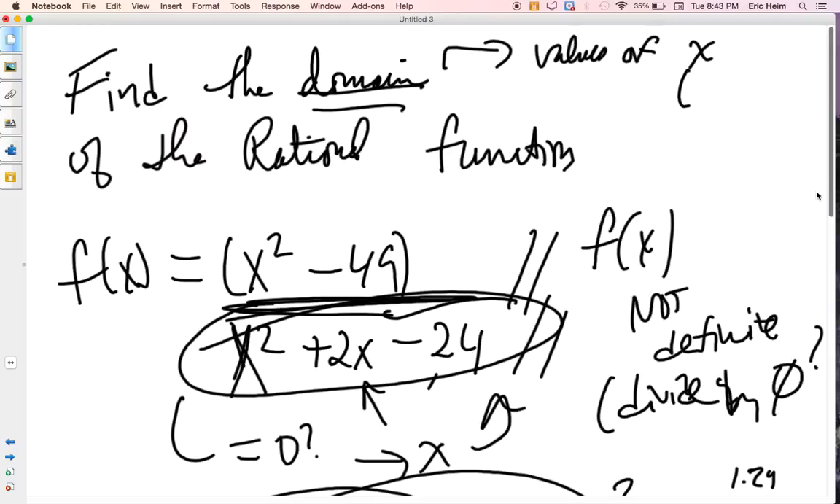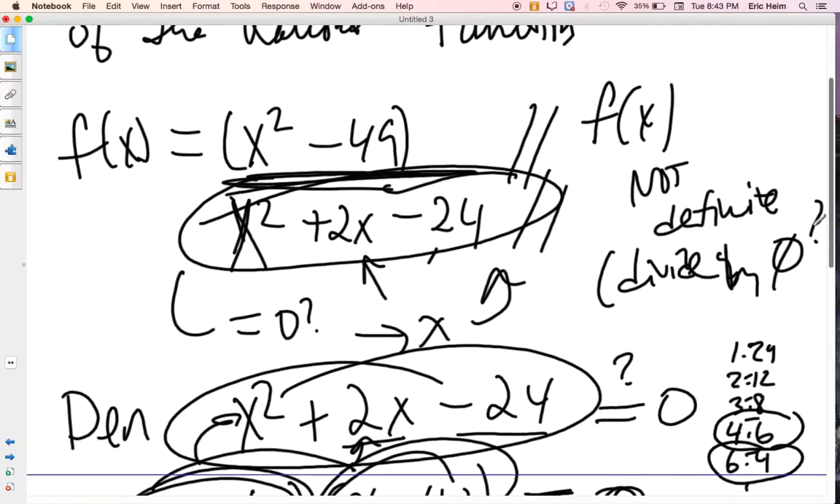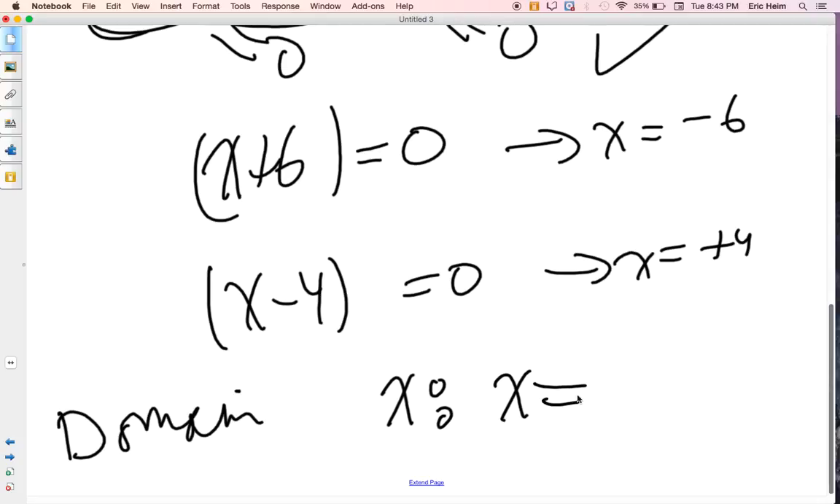How do we express this answer? Okay, go back down to the bottom. The domain is the set of all real numbers x such that x is not equal to 6 and x is not equal to negative 4.